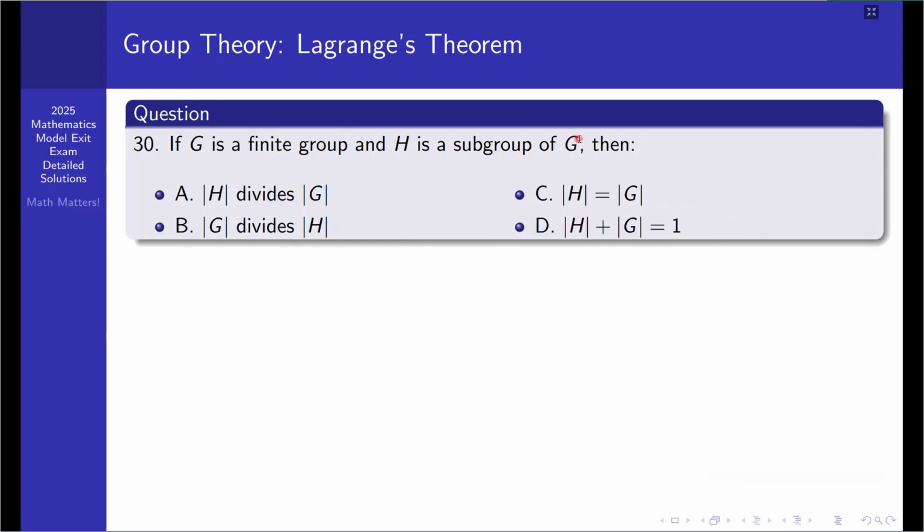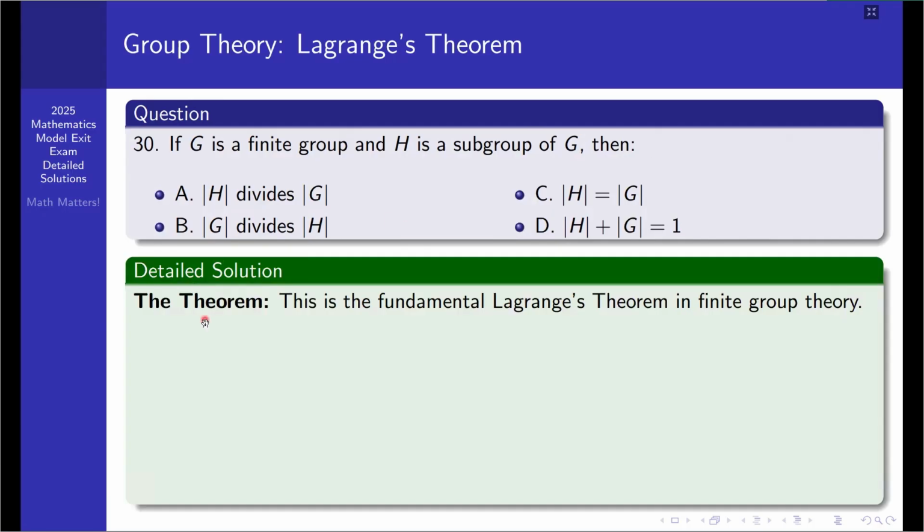Question number 30. If G is a finite group and H is a subgroup of G, then A, the cardinality of H divides the cardinality of G, that is, this G divides this one, that is H. So let us see this theorem first. This is the fundamental Lagrange theorem in finite group theory.